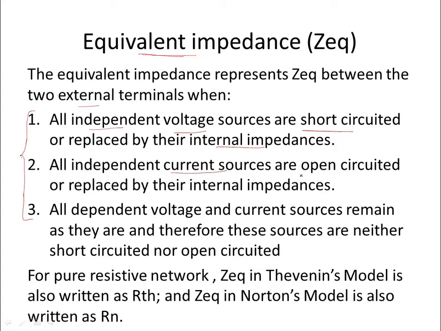Current sources are always open circuited or replaced by the internal impedances, and we do not touch any dependent voltage and current sources. They remain as they are. Therefore, these sources are neither short circuited nor open circuited. For a pure resistive network, Z equivalent in Thevenin's model is also written as RTH, and for Norton's it is RN. You can denote it by anything, but usually ZTH or ZN is preferred.